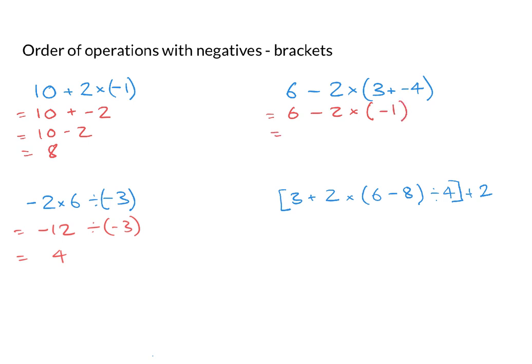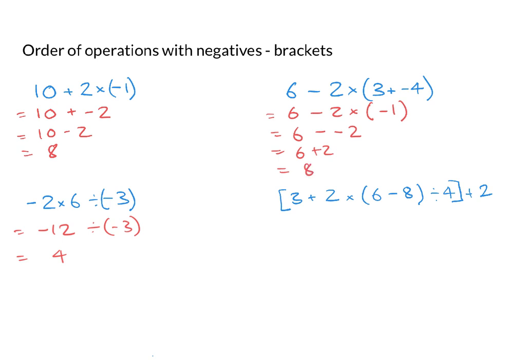Now I do the multiplication. Leave the 6 at the front, leave the minus sign there. I have 2 multiplied by negative 1. 2 times negative 1 is negative 2. So I have 6 take away negative 2, which is 6 plus 2, and that equals 8 again.